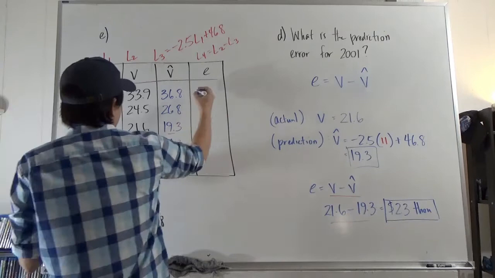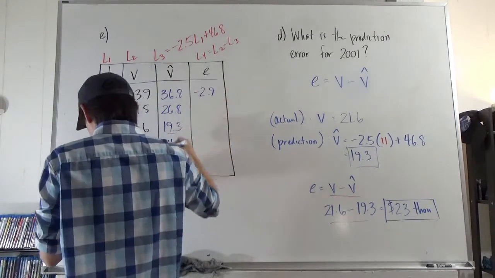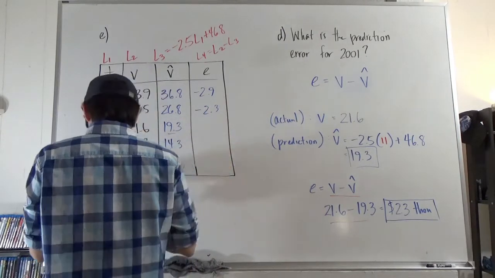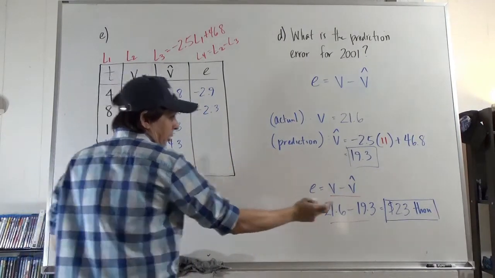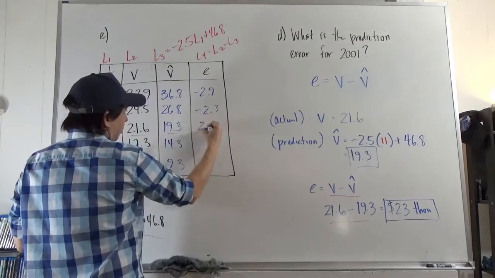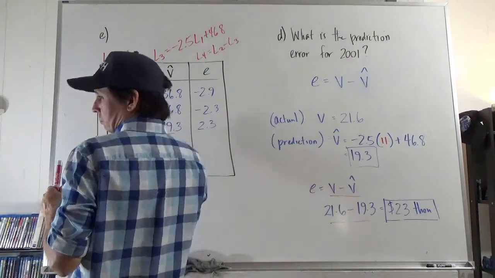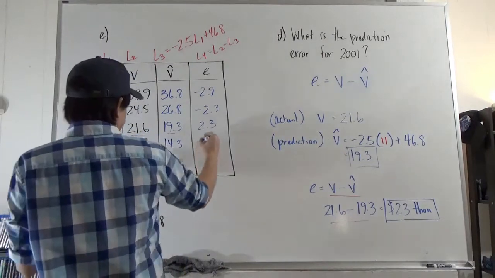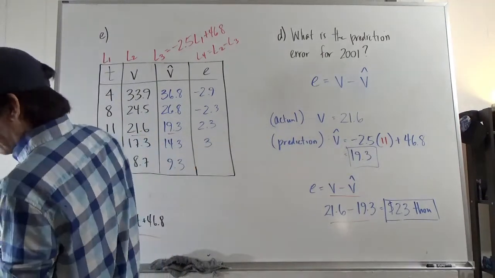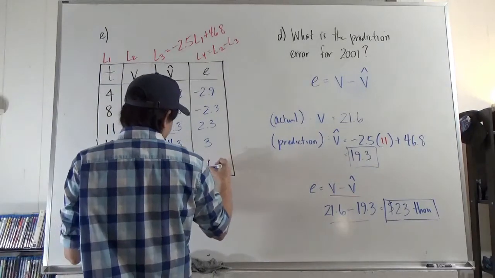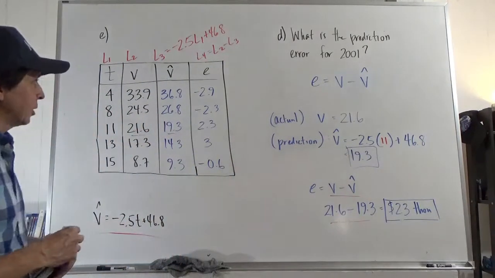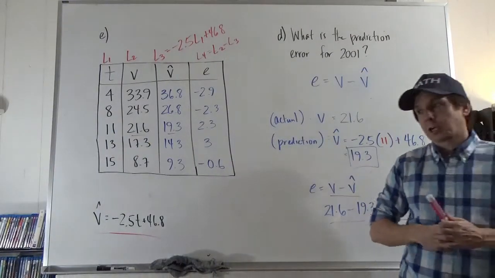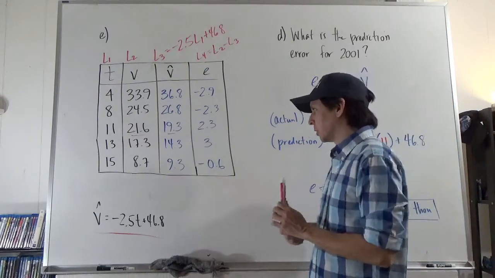I got negative 2.9, negative 2.3, positive 2.3. We already did that one. That confirms that we're doing it correctly. 3.0, or just 3. And negative 0.6. Okay, and that's it. So those are our errors. Again, we're done for this section. Don't stop the video yet.